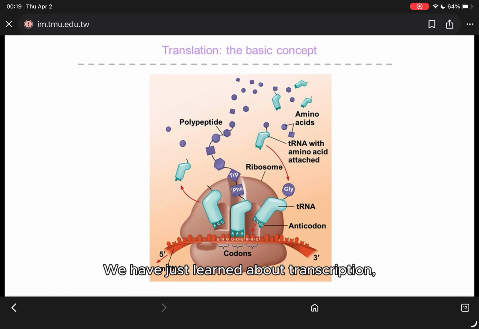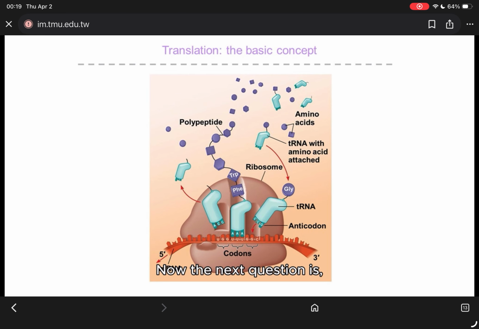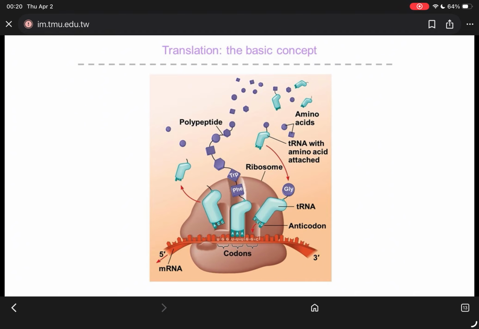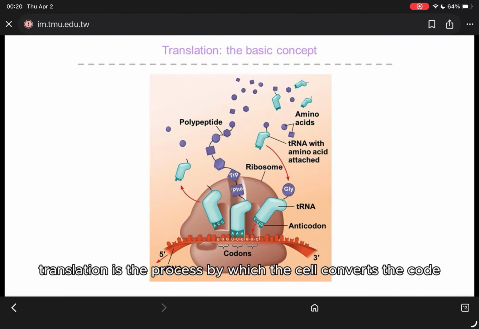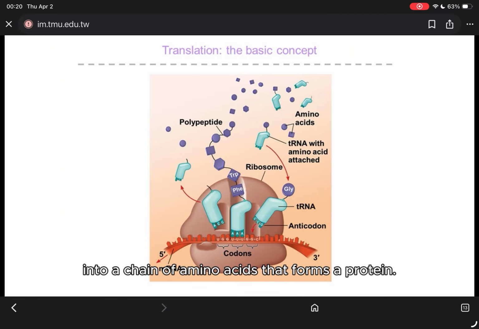We have just learned about transcription, the process of copying genetic information from DNA into mRNA. Now the next question is, how does this mRNA get turned into protein? This is where another essential step comes in, translation. In simple terms, translation is the process by which the cell converts the code written in mRNA into a chain of amino acids that forms a protein.